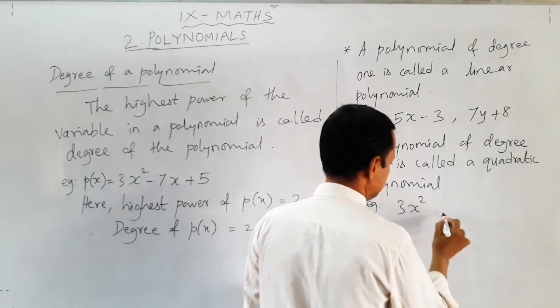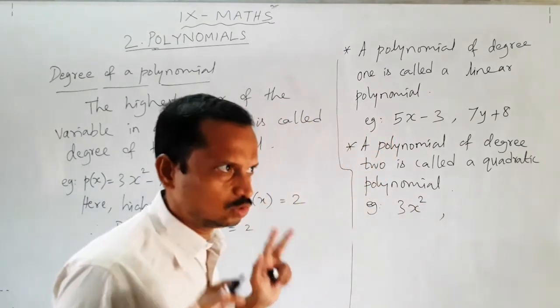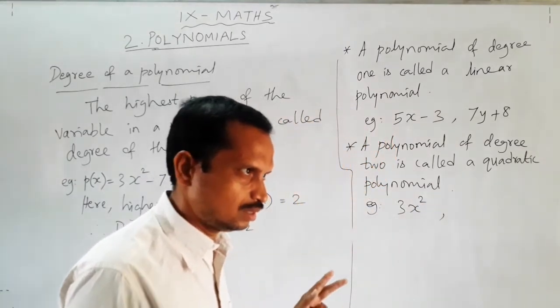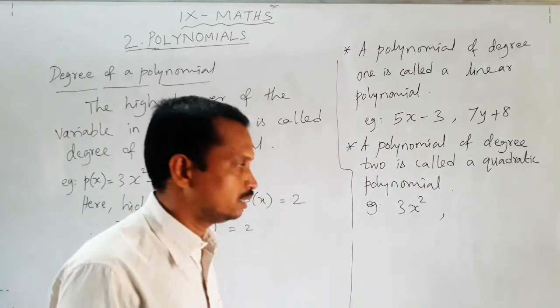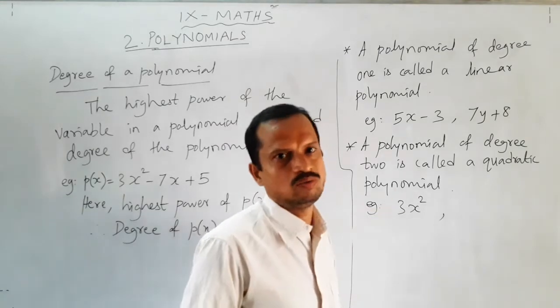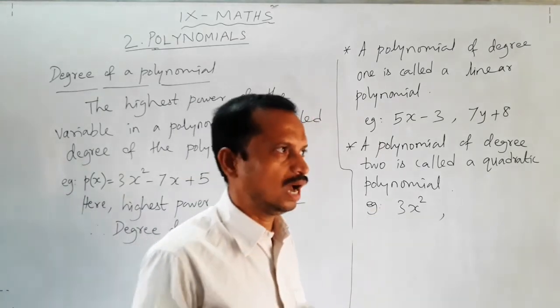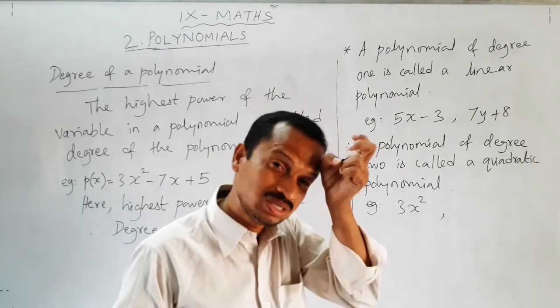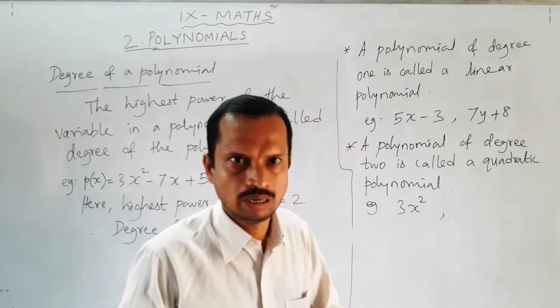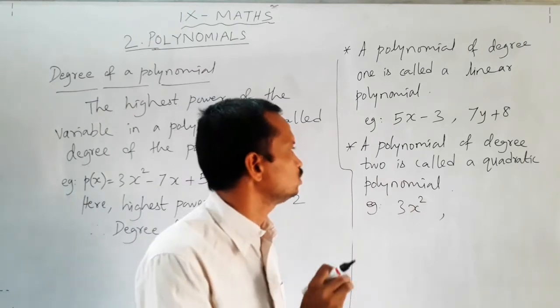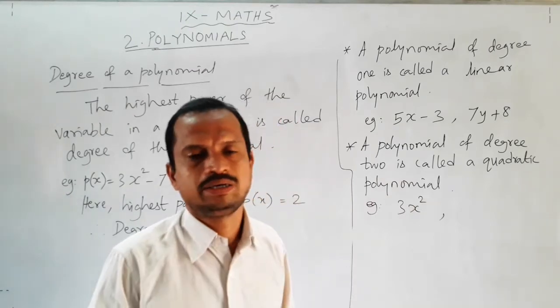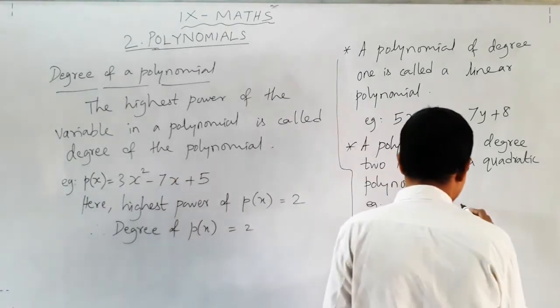3x square. That's all. 3x square is only one term, but the variable you have to focus on. x is the variable and whose power is 2. So the degree is 2, the highest power is 2 only. So it is called a quadratic polynomial.